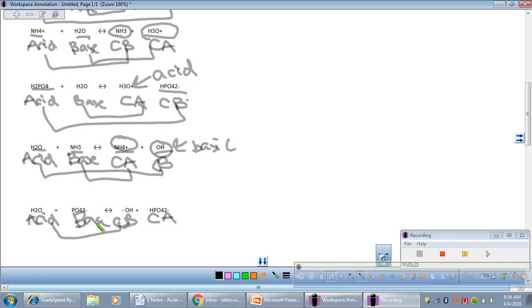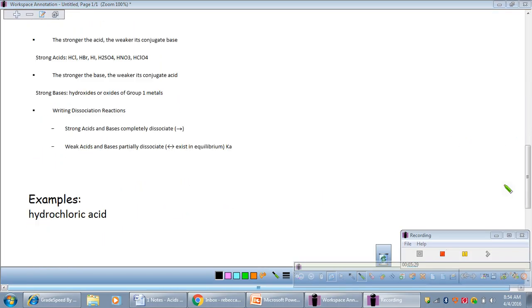All right, so go and practice that. The last thing that you need to know is the strength of the acid or the base. The stronger the acid, the weaker its conjugate base. The stronger the base, the weaker its conjugate acid. You need to know these strong acids. You have to memorize them.